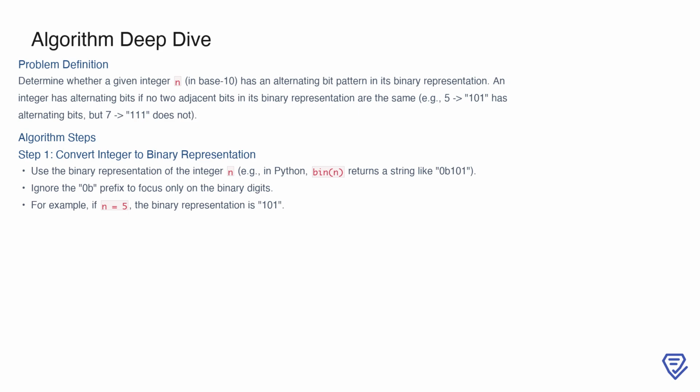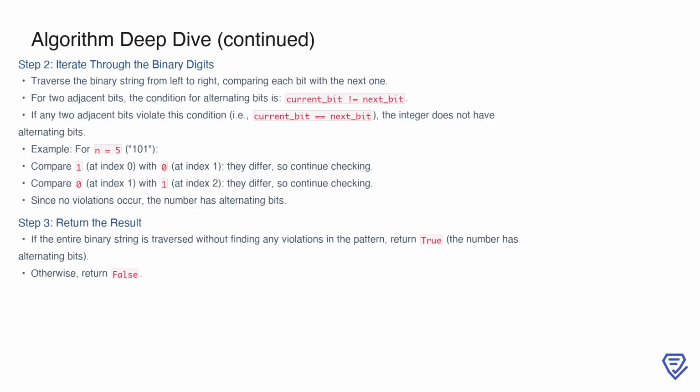Once we have the binary representation of the number, the next step is to iterate through the sequence of binary digits and check if the alternating bit condition is satisfied. This involves comparing each bit with the one immediately following it. If at any point two adjacent bits are the same, the number does not have alternating bits. Mathematically, the condition for alternating bits is that the current_bit must not equal the next_bit.